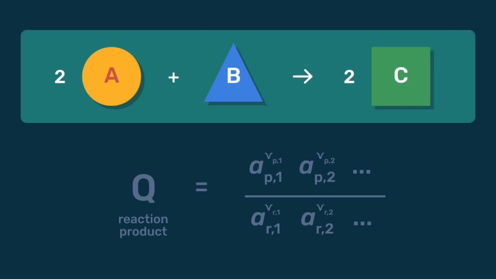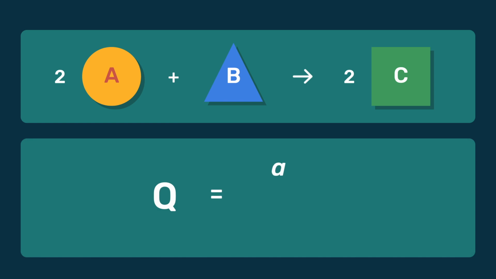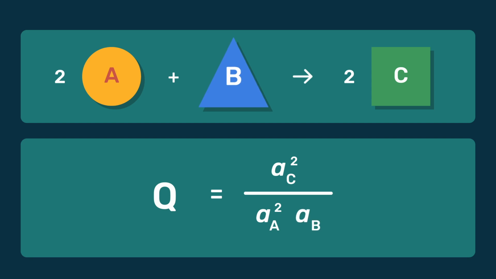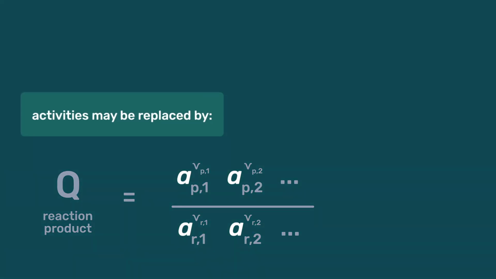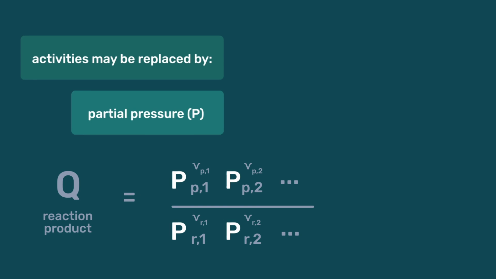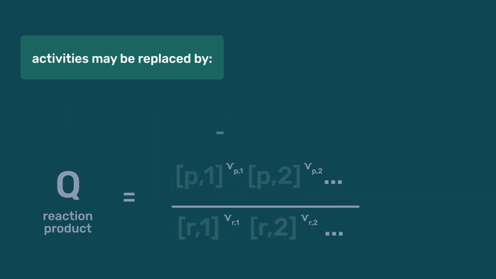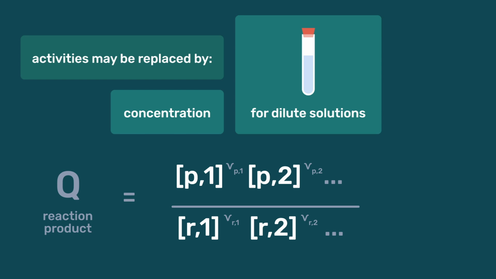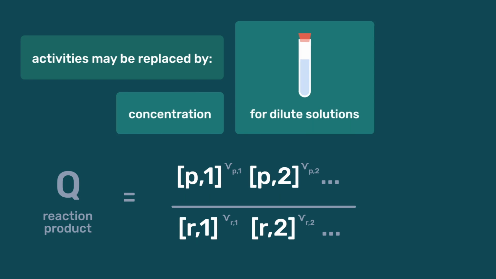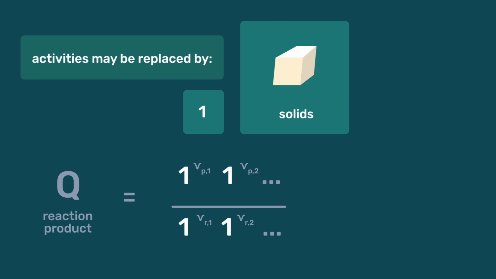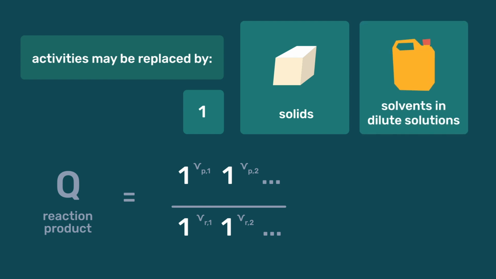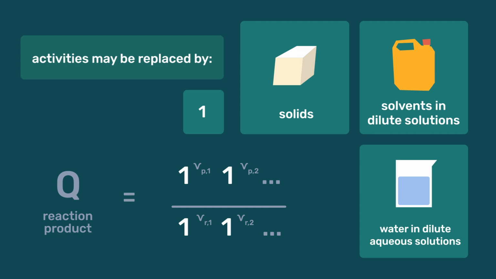In this particular case, Q equals activity of C to the power 2 divided by the product of activity of A to the power 2 and activity of B to the power 1. In what follows, activities may be replaced by partial pressures for gases and concentrations for dilute solutions. Also, activities are equal to 1 for solids and for solvents in dilute solutions, such as water in dilute aqueous solutions.